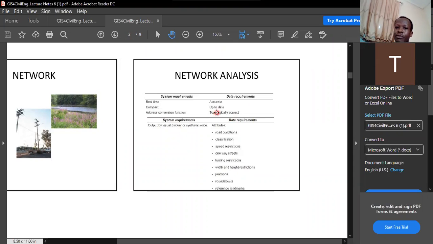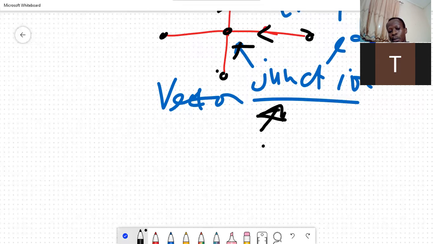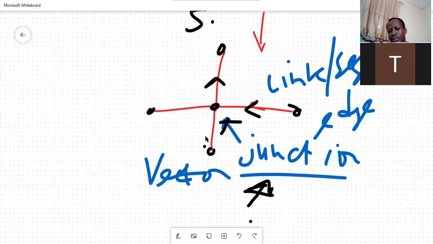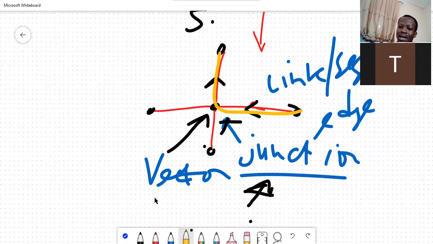As you've seen from the screen, the whiteboard, I'm looking at a topologically correct model, because if these arcs, these lines, aren't joining very well here, then you have an issue. The analysis is going to be wrong. Instead of telling you that you can move from here to here, it will tell you that you can't. You can only go straight. Then you have a bottleneck.